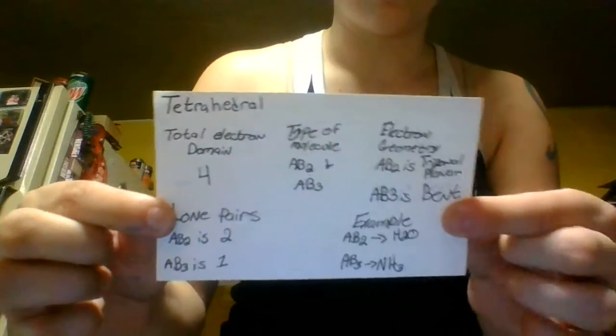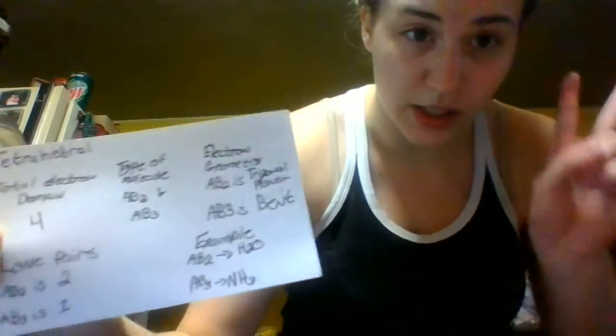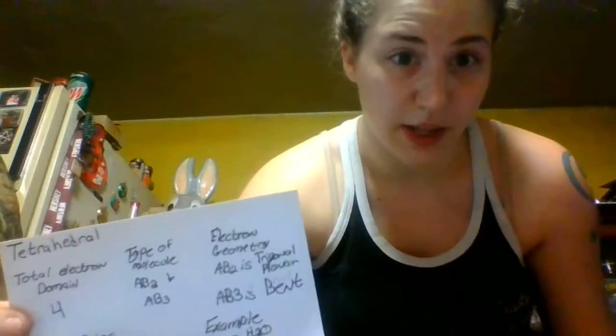Tetrahedral information: the total number of electron domains is 4. Types of molecule, there are actually 2. It's AB2 and AB3. So we have a new one, AB3. For AB2 and AB3, I'm going to give different examples, lone pairs and geometrical shapes, even though I didn't make those. So, AB2 is the trigonal planar shape.